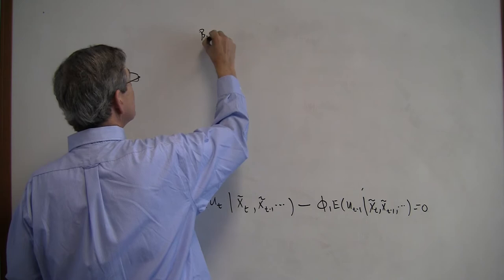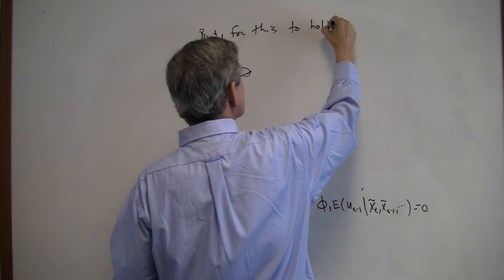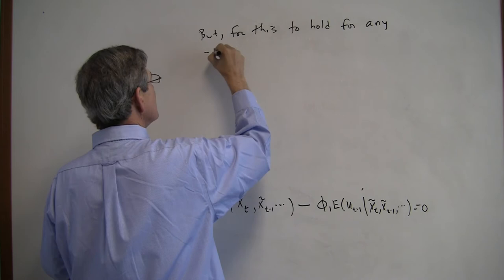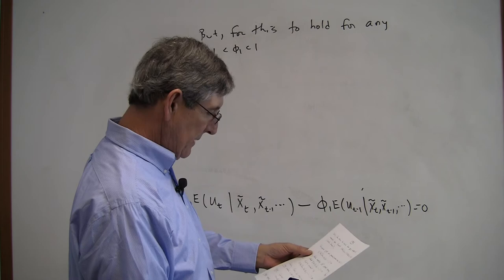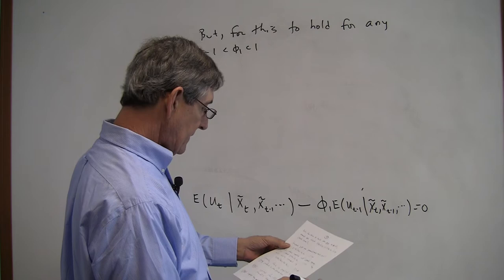But for this to hold for any phi 1 between minus 1 and 1, any phi 1 that's stationary, basically, those are the admissible ones, it must be that they're both 0.